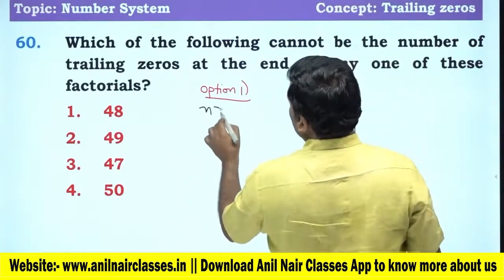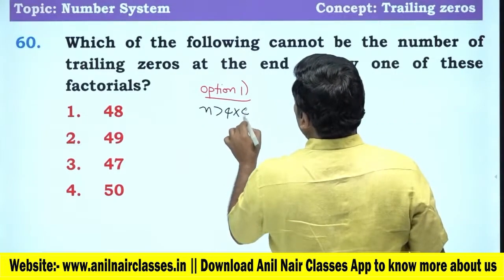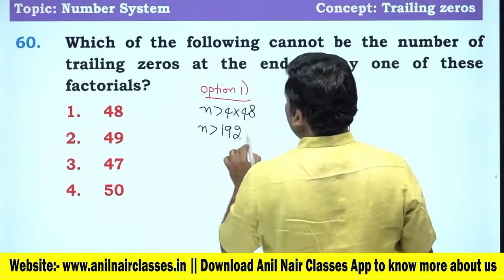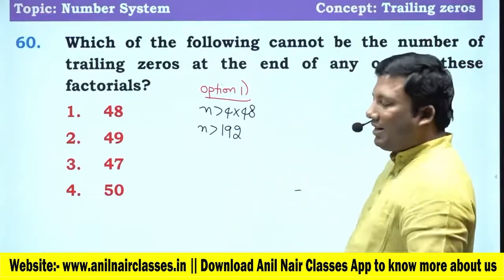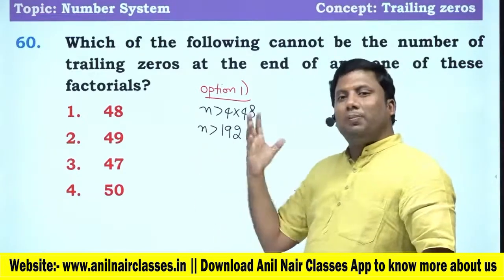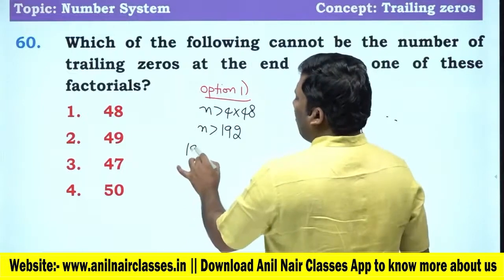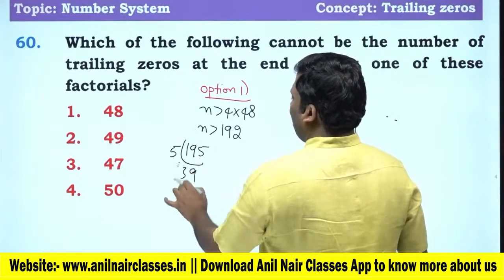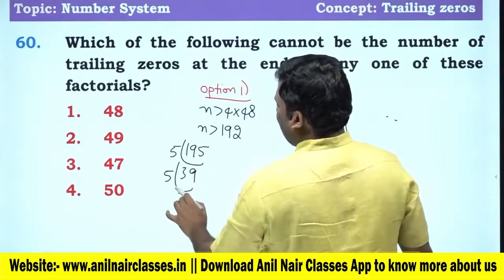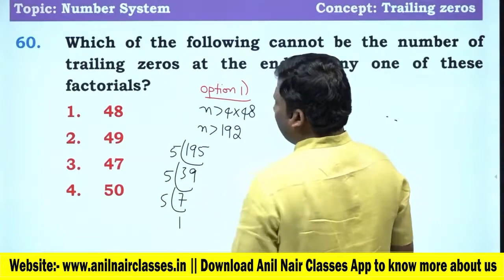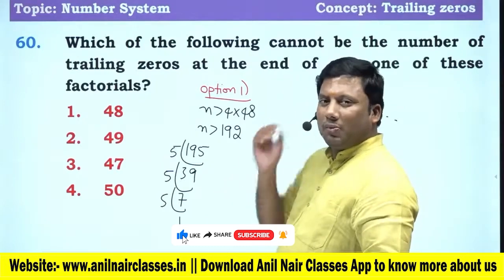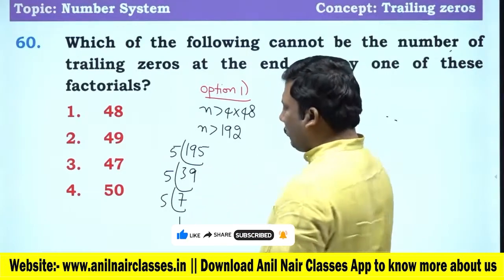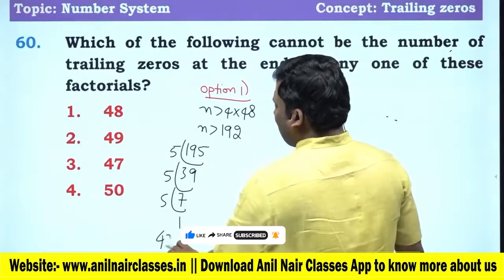48. N is greater than 4x. 4 into 48, N is greater than 192. What is the multiple of 5 greater than 192? 195. So this will be 5 3s are, 5 9s are, 5 7s are, 5 1s are. I hope it is clear. So this will be 39 plus 6 plus 1. So 47 zeros will be there.